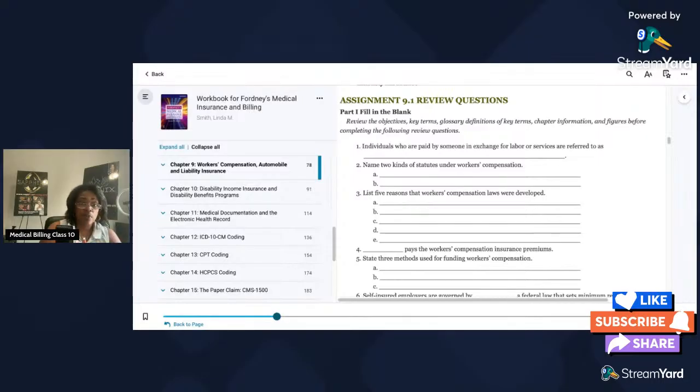Okay, you have what's in the workbook. That's why I want you to do the workbook. All right, so let me see what else is in here. And again, write in your own workbook.